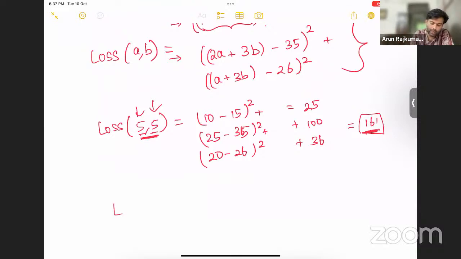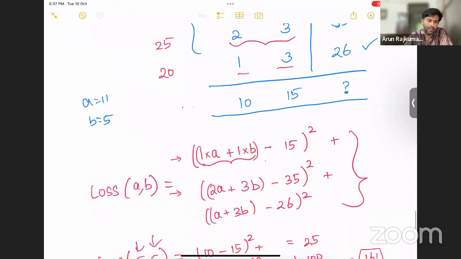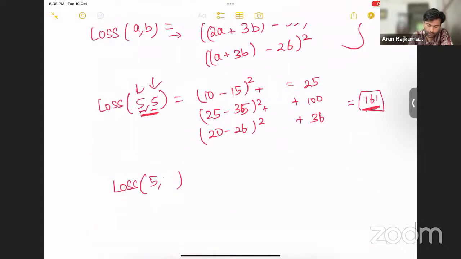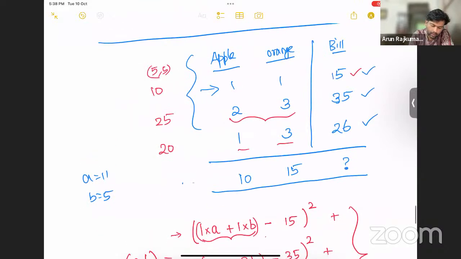Can you give me a better choice for A and B for this data? What might be a better choice than 5, 5? Is the idea clear? What I'm trying to do as loss here? 5, 3. Okay, so let's try 5, 3. Sandhya is suggesting 5, 3. Sai Durga is suggesting 11, 5. We'll try both of these.